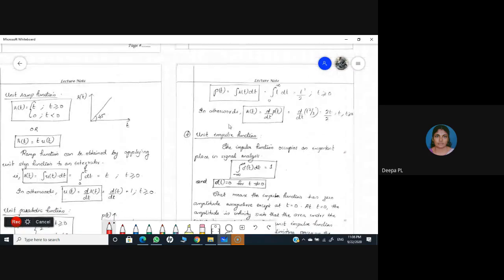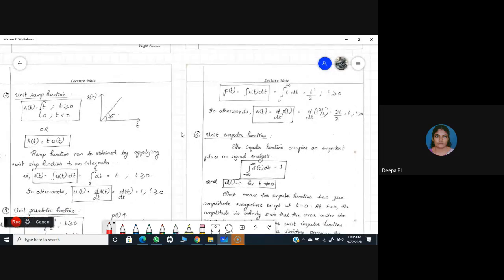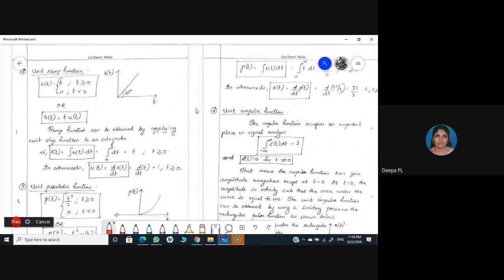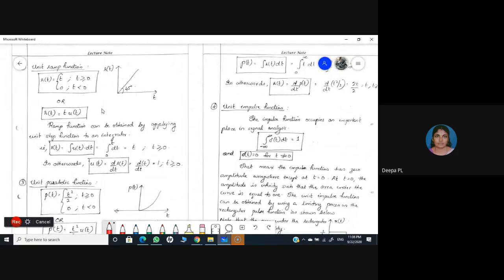Now you have the second signal, which is the unit ramp signal. The unit ramp signal is defined as r of t is equal to t for t greater than or equal to 0. That means if t is taking positive values, then r of t is taking the value of t. If t is a negative value, then r of t is taking the value 0. That means if t is positive, then r of t is taking the value that is equal to t.